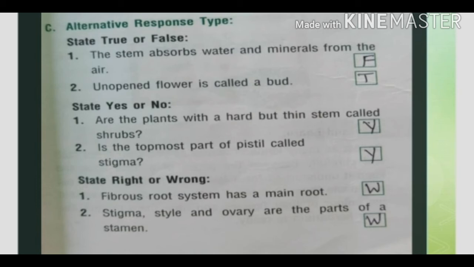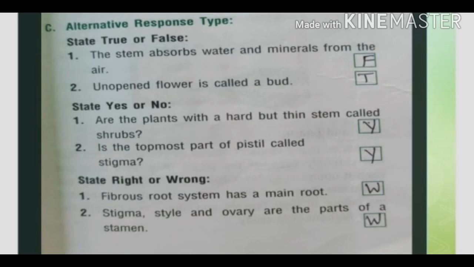Now question number C. Alternative response type. First, state true or false. The first, the stem absorbs water and minerals from the air. The answer is false. Second is, unopened flower is called a bud. Its answer is true. First is false, second is true.